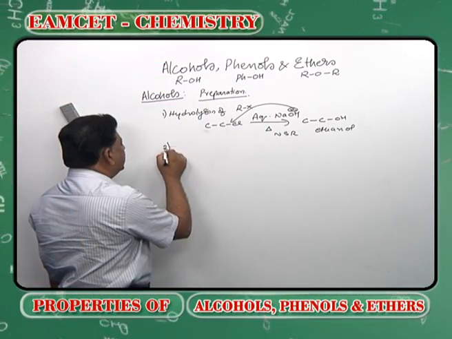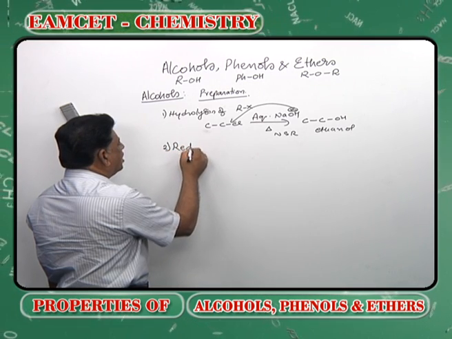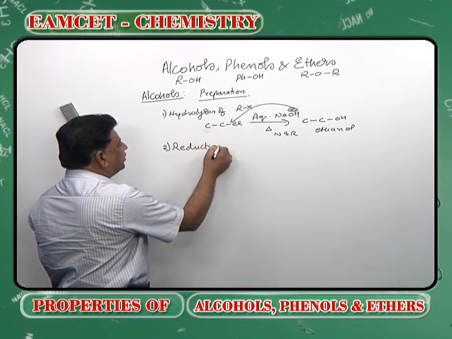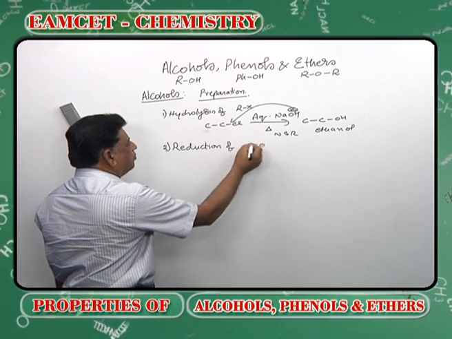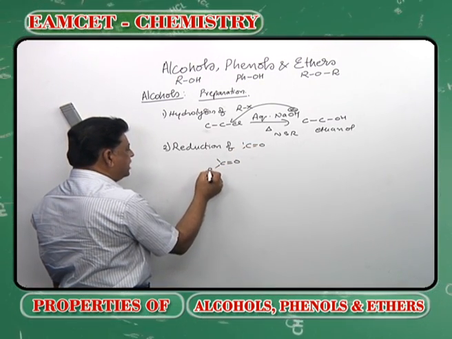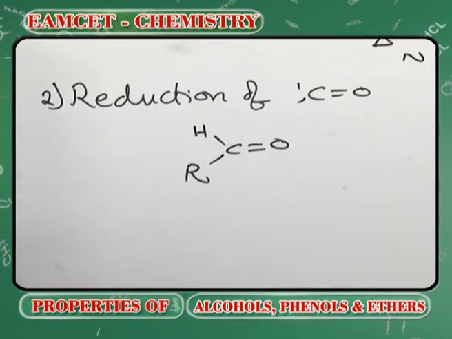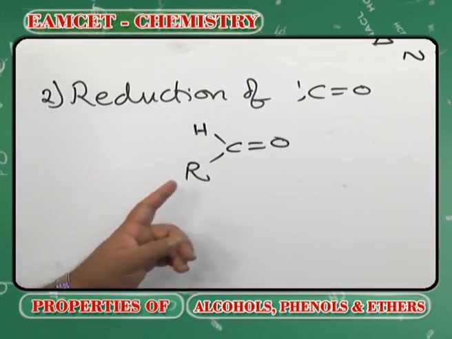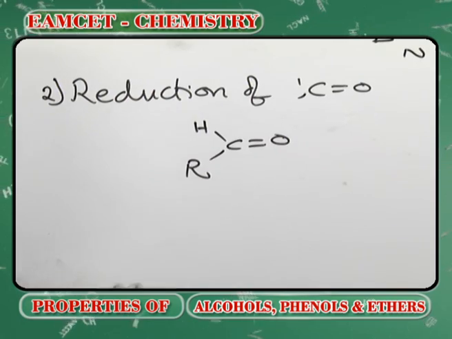The second one is the reduction of carbonyl compounds. Reduction of a carbonyl compound. Here also we have carbonyl compounds in two varieties. One with R containing a carbonyl group is called aldehydes. One H, one R is aldehydes.